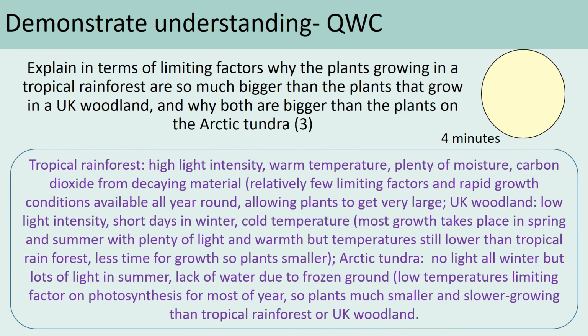And here are some things you might have spoken about. So you might have said that in a tropical rainforest, it's very hot. There's a lot of light, so it's got high temperature, high light intensity. There's lots of moisture because it's very humid. It's raining a lot, that's why it's called the rainforest. There'll be a lot of decaying material which produces carbon dioxide. Now, I wouldn't expect you to get that. So if you did, really well done.